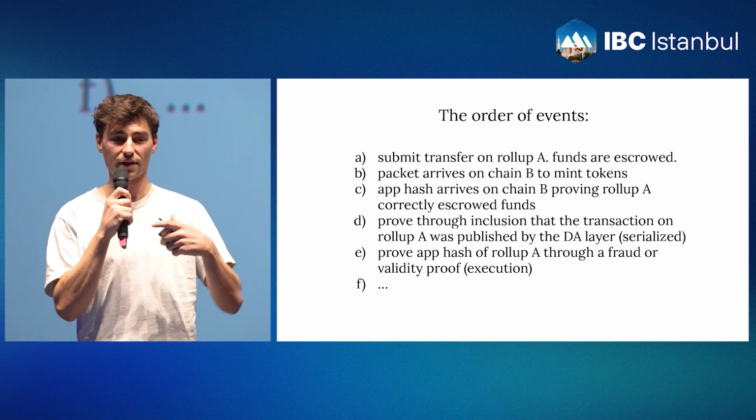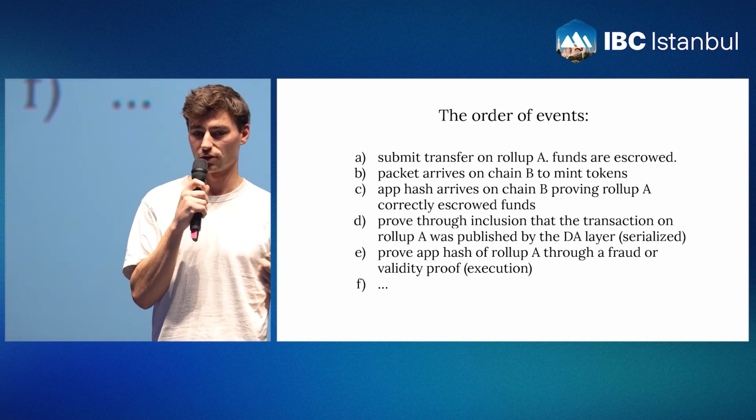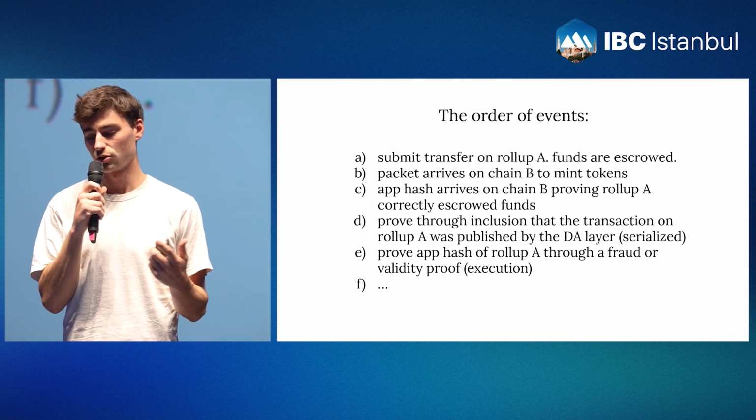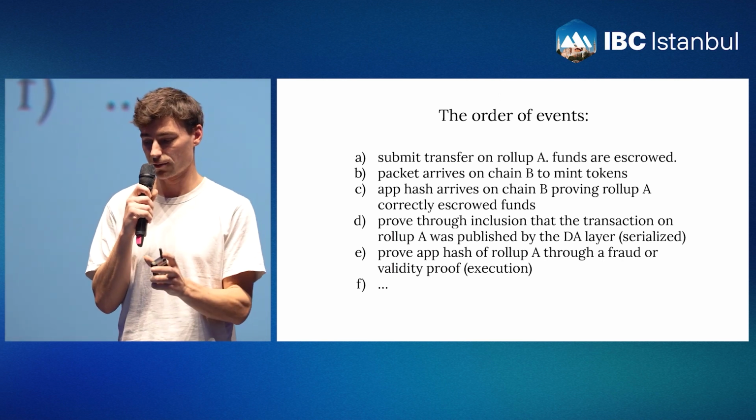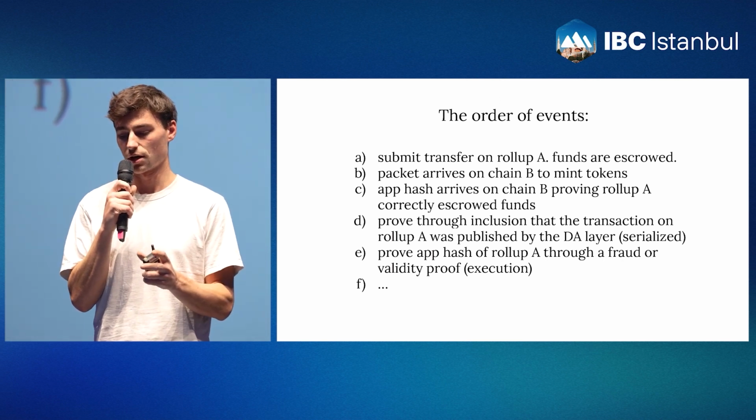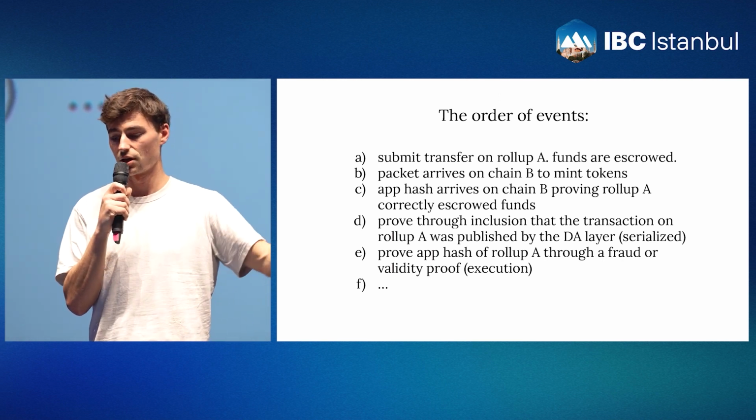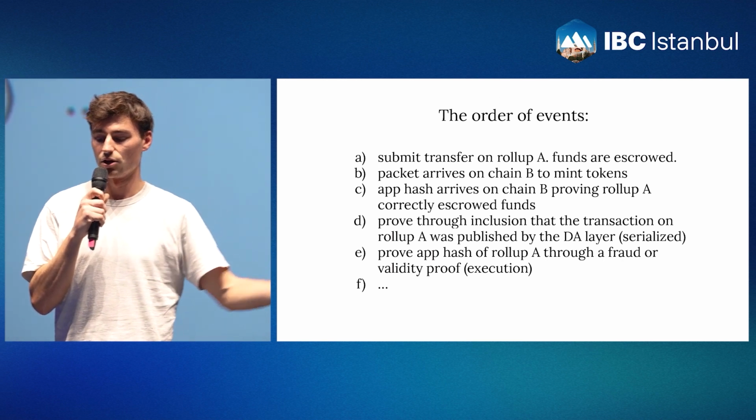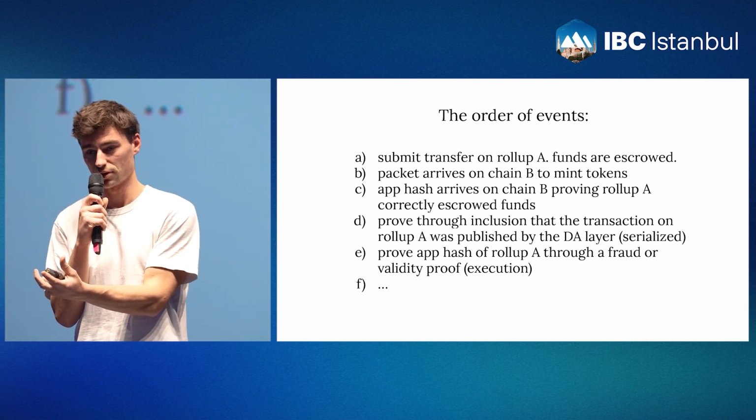So to break down what that rollup-like client looks like, I'll go through the order of events of a typical token transfer. We have a submission of the transfer on rollup A, and the funds get escrowed. Then a packet arrives on chain B to mint the tokens. So one is getting locked, and another is minting new ones. Then an app hash arrives on chain B, proving rollup A has correctly escrowed the funds.